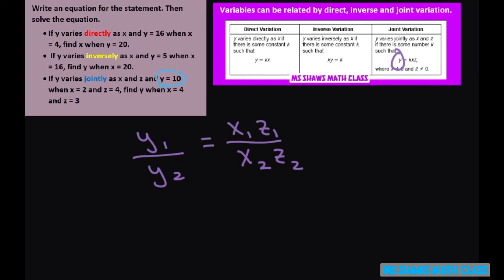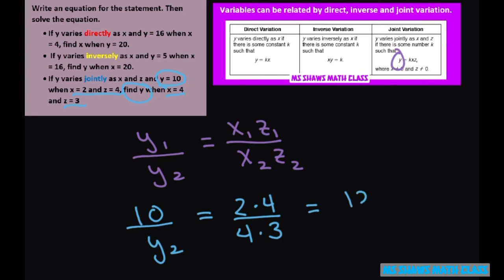So we have our 10, and we're looking for the other y. So that'd be y sub 2. And then just fill in your x's and your z's. So we have 2 times 4 divided by 4 times 3. 4 and 3, 2 and 4. And then cross multiply, you're going to get 120 equals 8y. Divide both sides by 8. So you get y equals 15. This is our second y.